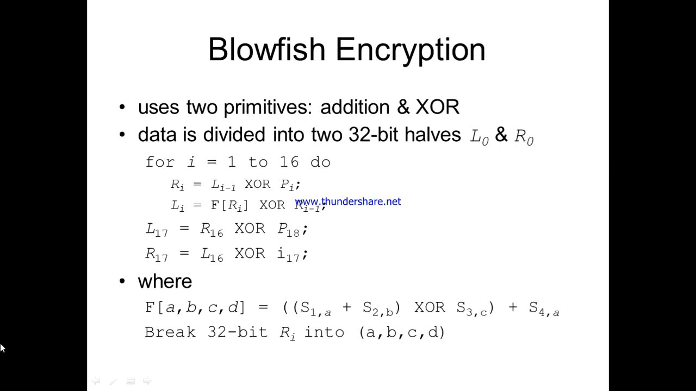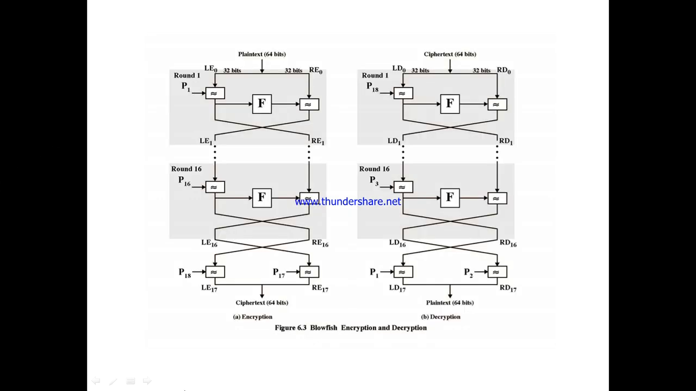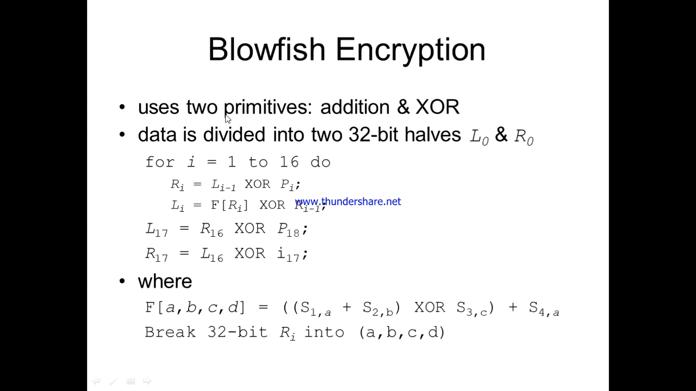Now, whatever we discussed here, we represent in terminology, showing how we use addition and XOR operations. The addition is used in the S-boxes, and I'll show you how. How many rounds? There are 16 rounds, and we perform the same operation in each of the 16 rounds.